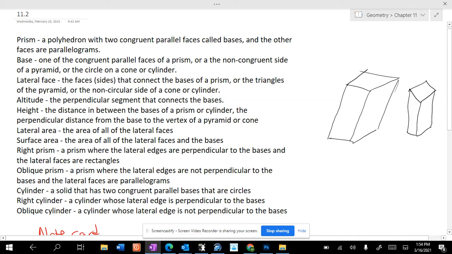Okay? A cylinder is not a polyhedron. It has circles as the bases. And a right cylinder is straight up and down. An oblique cylinder is kind of leaning like that. Okay, that's an oblique cylinder.